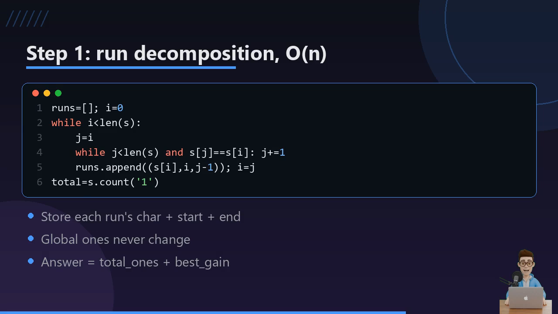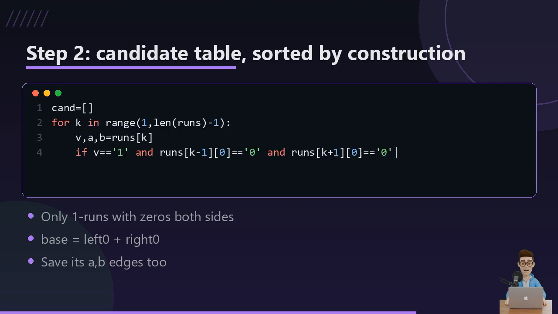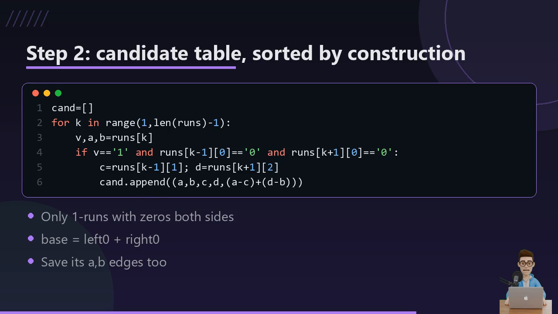Total ones is a one-shot count since it's invariant. Note the endpoints are absolute indices. That's deliberate, because query clipping compares them directly against L and R with no offset math. Candidates are emitted in index order, so their A values and B values are already sorted. That's what lets the query bisect directly without a separate sort.